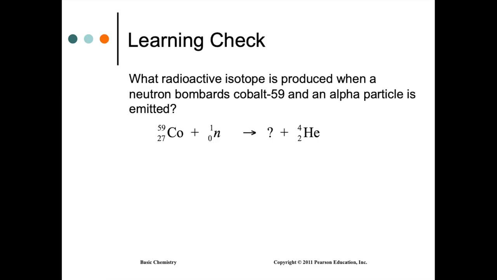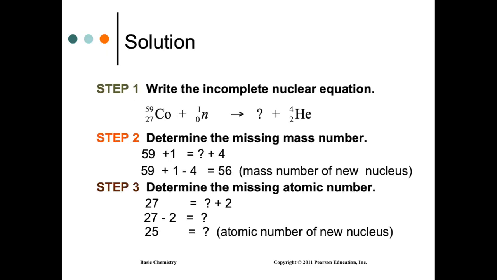Okay, so if you've tried this out after pausing, hopefully you'll realize that in order to balance this out, of course, we must know what the left-hand side of the equation, being complete, adds up to. All right, so 59 and 1 is 60. So we know on the right, something plus 4 also equals 60, which turns out to be 56. 56 and 4 is 60. Now let's look at our atomic numbers. 27 and 0 is what the left-hand side adds up to, which is simply 27. So what added to 2 also gives us 27? Well, it would be 25. 25 plus 2 is 27.